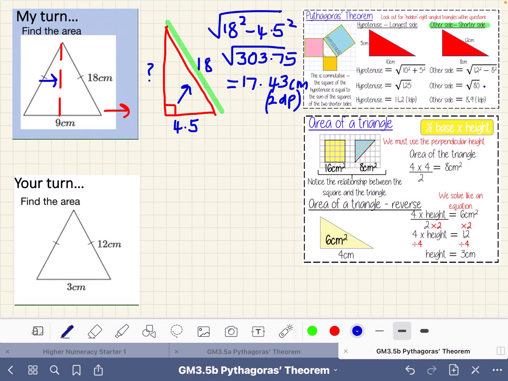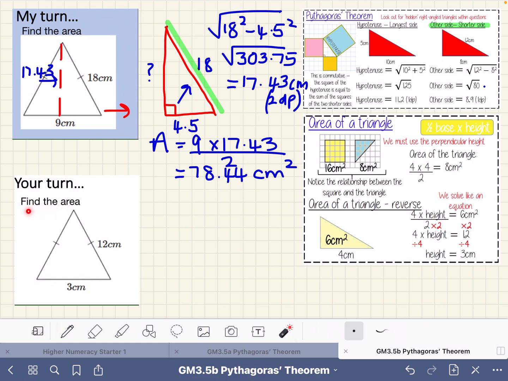Because we now know this is 17.43, we can now use the area of the triangle as half base times height because we know this perpendicular height. For this, we are taking the base value as 9, as this is the total base value of this triangle, and multiplying that by the height of 17.43 and dividing our answer by 2. That gives us an area of 78.44 centimetres squared. Press pause while you try this question.